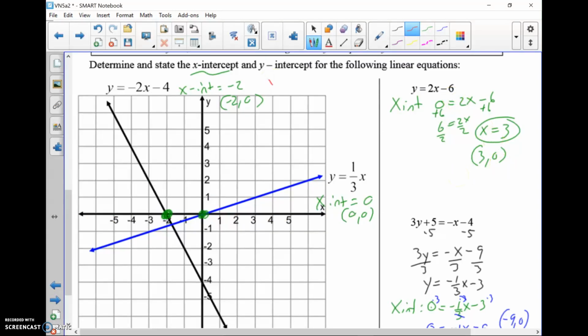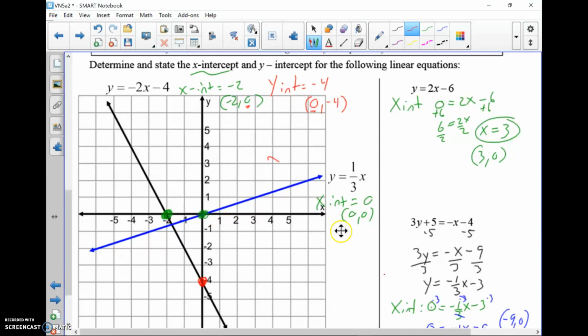For the y-intercepts, again, on graphs, I could just see where it is crossing the y-axis. For this black line here, it's negative 4. So the y-intercept is negative 4. That's not negative 4 comma 0 for the y-intercept. The y-intercept's x is 0, not y is 0. So it's 0, negative 4, as opposed to like negative 2, 0. Right? The x-intercept, y is 0. The y-intercept, x is 0.